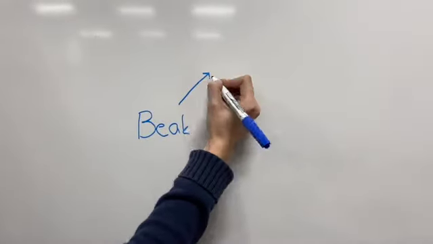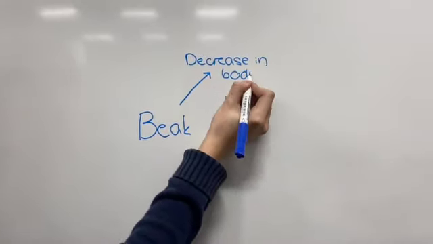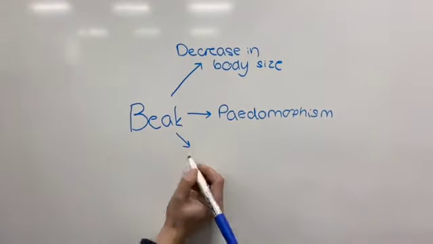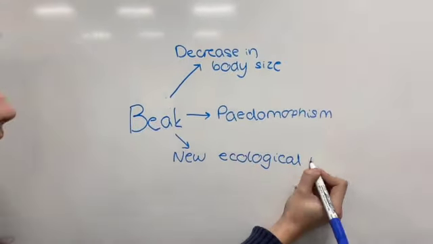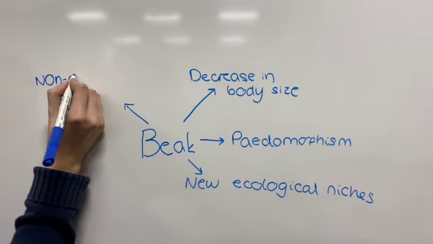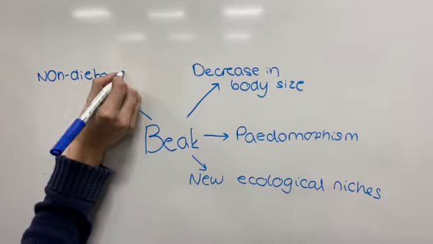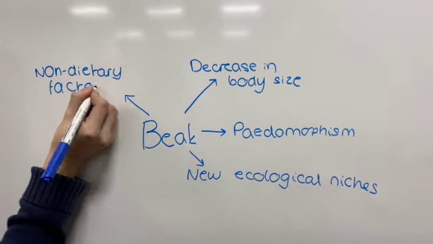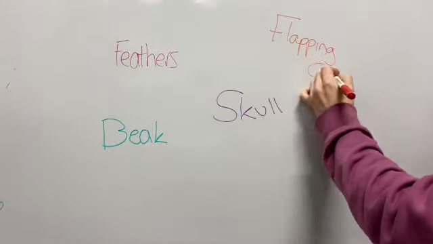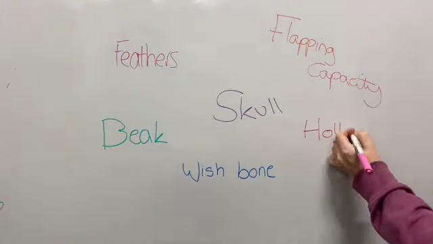Morphometric studies have indicated that the formation of the beak is the result of multiple evolutionary and ecological factors experienced by ancestral Aves, such as a decrease in body size, pedomorphism, expansion into new ecological niches, and non-dietary factors such as changes in the specific genes active during development as mentioned above. These have been just a few of many changes that have occurred during the course of avian evolution.